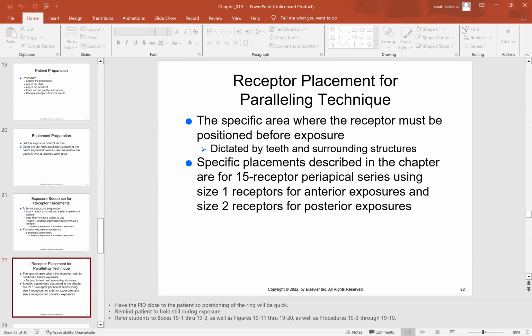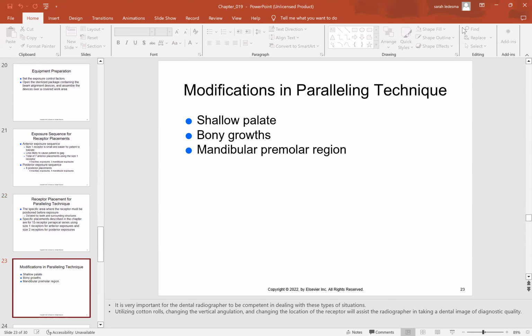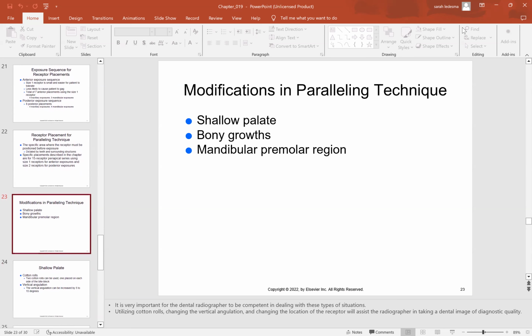Receptor placement for paralleling technique. The specific area where the receptor must be positioned before exposure is dictated by teeth and surrounding structures. Modifications in paralleling technique: if the patient has a shallow palate, any bony growth, or a mandibular premolar region.